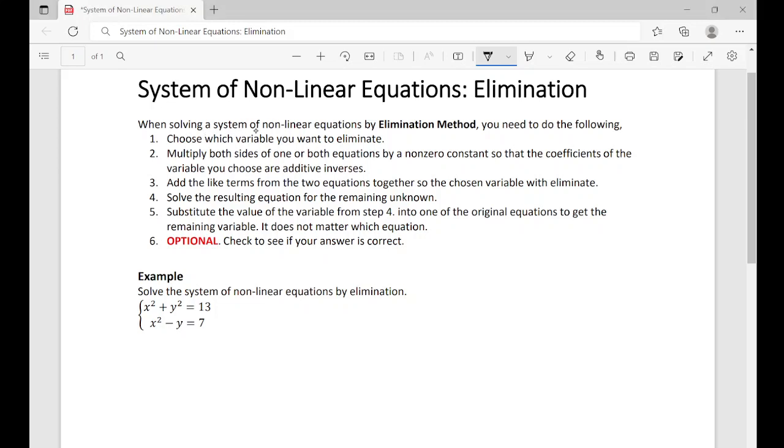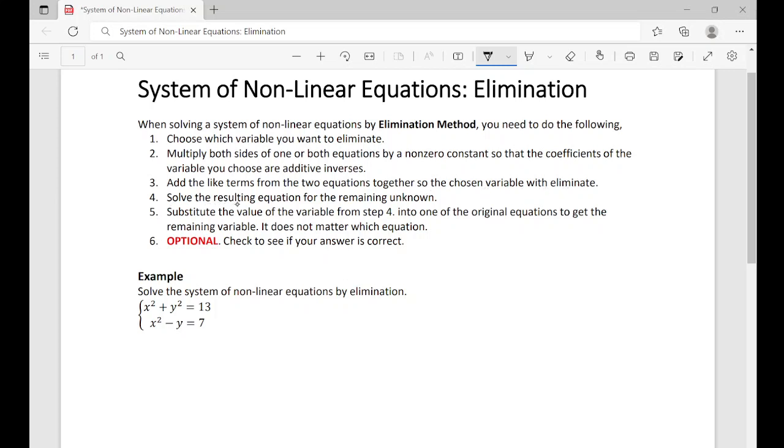When solving a system of nonlinear equations by elimination method, you need to do the following. First, choose which variable you want to eliminate. Second, multiply both sides of one or both equations by a non-zero constant so that the coefficients of the variable that you chose are additive inverses, meaning one's positive and one's negative, and when you add them together they cancel out. Next, add the like terms from the two equations together so that the chosen variable is eliminated.